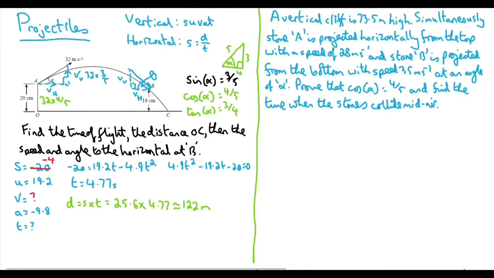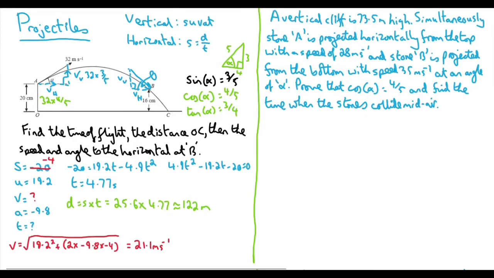That's going to be V squared equals U squared plus 2AS. So just get the V on its own. That would be the square root of your 19.2 squared plus 2 times the minus 9.8 times by the minus 4. So put that all in your calculator and you get a vertical velocity of 21.1 meters per second.